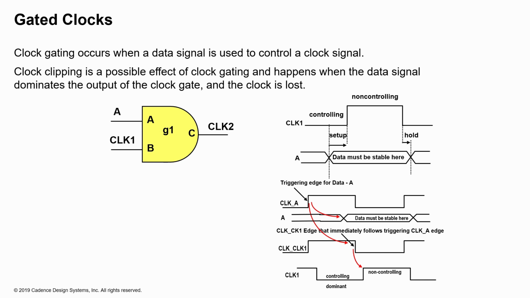You can also perform certain clock gating checks along with the setup and hold checks, and one of them is to ensure that clock clipping does not occur. So the clock clipping, as we've defined, is when the data signal dominates the output of the clock gate. To ensure that that doesn't happen, you use the dominant value for clock input. So whenever you're using an AND gate, the dominant value is 0. And if you use an OR gate, the dominant value is 1.